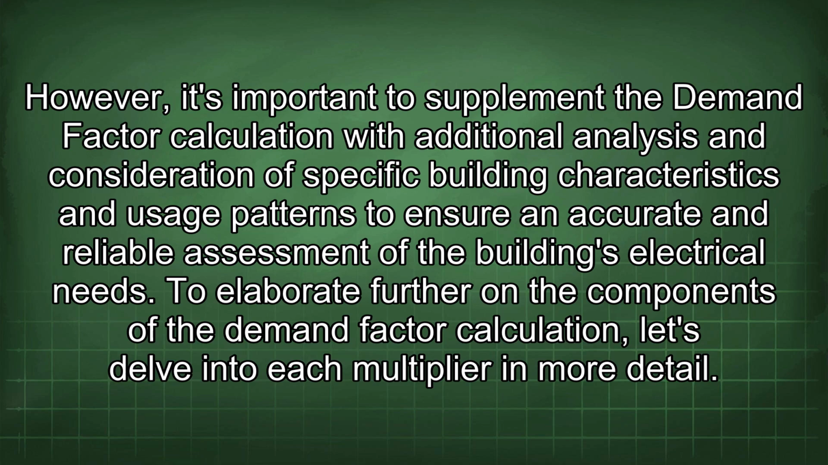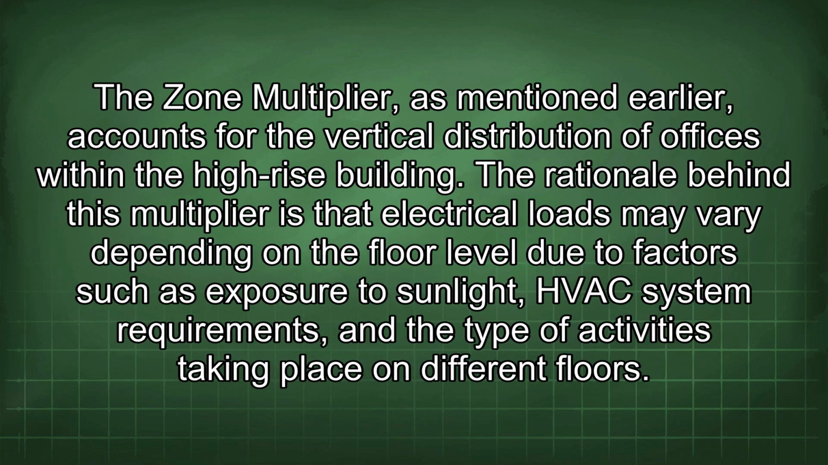To elaborate further on the components of the demand factor calculation, let's delve into each multiplier in more detail. The zone multiplier, as mentioned earlier, accounts for the vertical distribution of offices within the high-rise building. The rationale behind this multiplier is that electrical loads may vary depending on the floor level due to factors such as exposure to sunlight, HVAC system requirements, and the type of activities taking place on different floors.